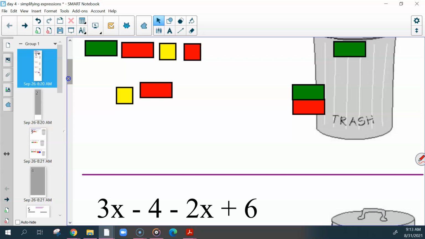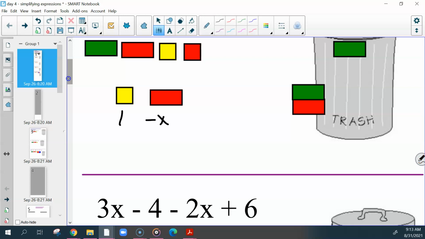When you get rid of that zero pair, what's left? One positive 1 and one negative x, or negative x plus 1. So we have now simplified that to get negative x plus 1. That would be the answer to that first problem. So write that down if you haven't already.